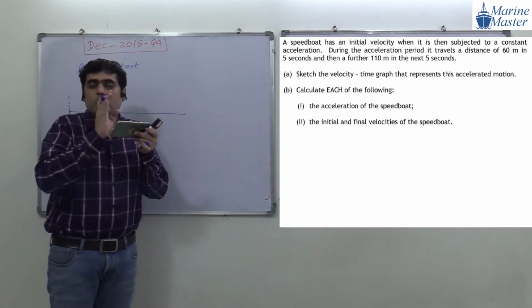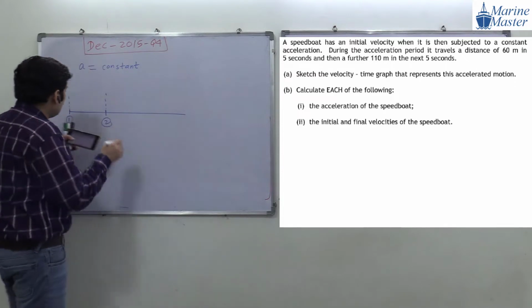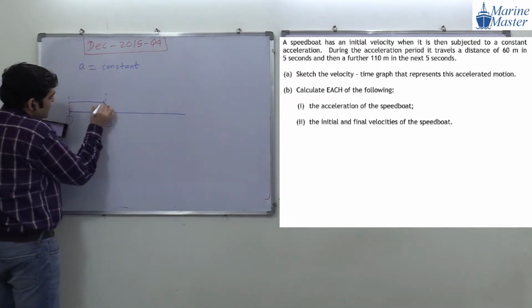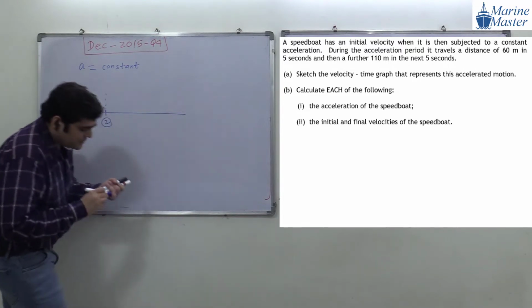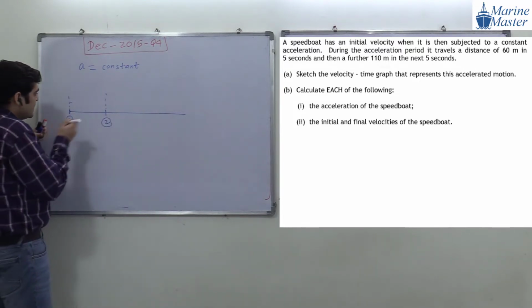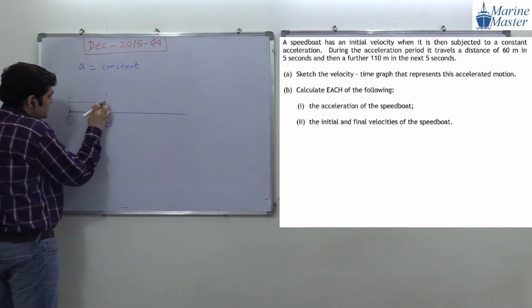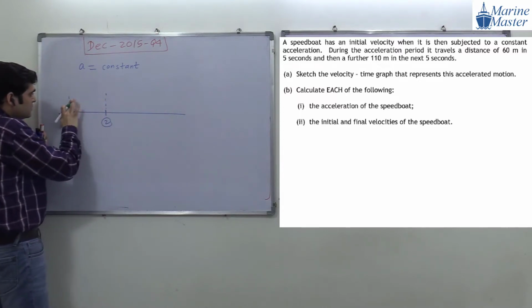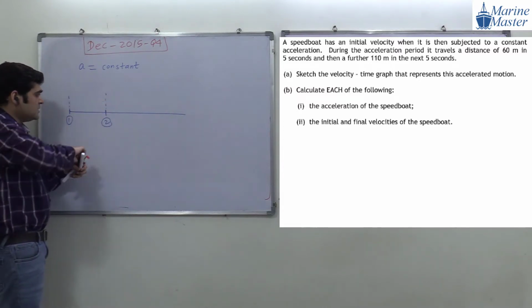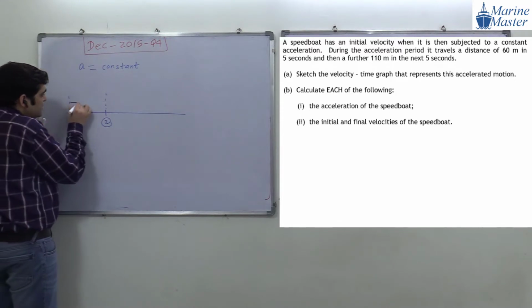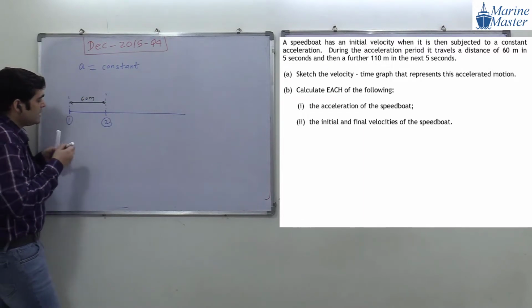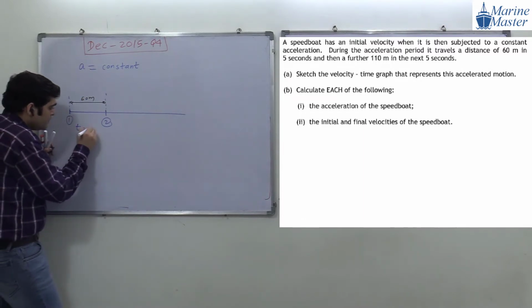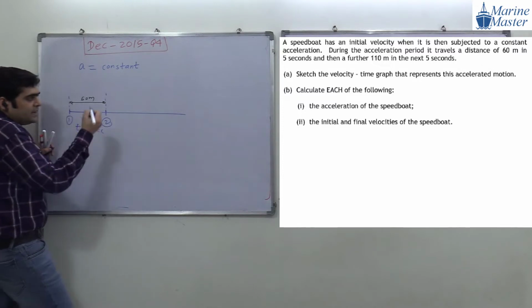60 meter, for the first 5 seconds. So this distance from 1 to 2 is 60 meter, and this 60 meter distance is covered in 5 seconds. Then 2 to 3.